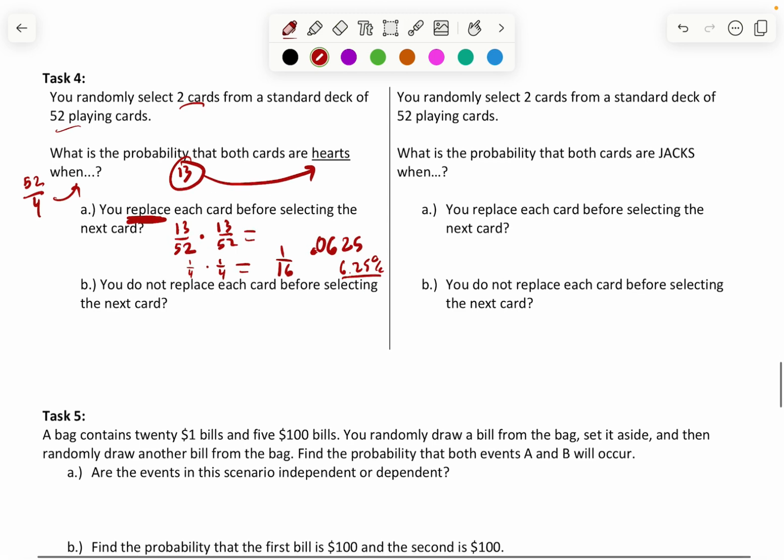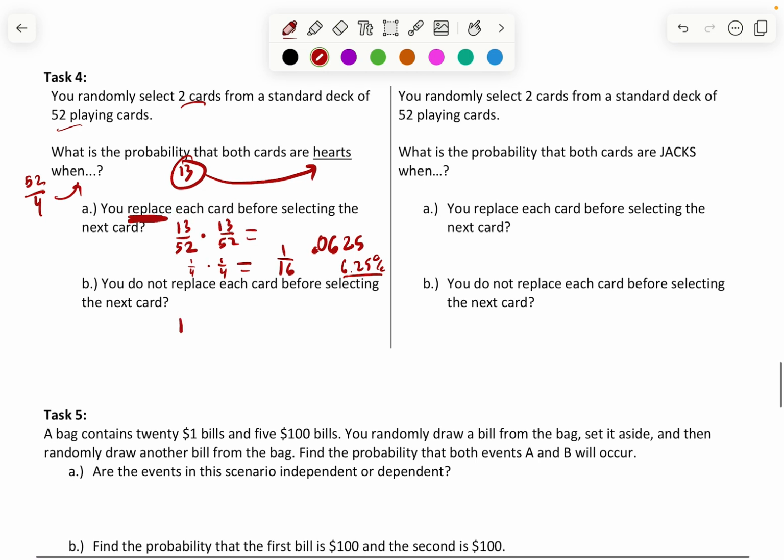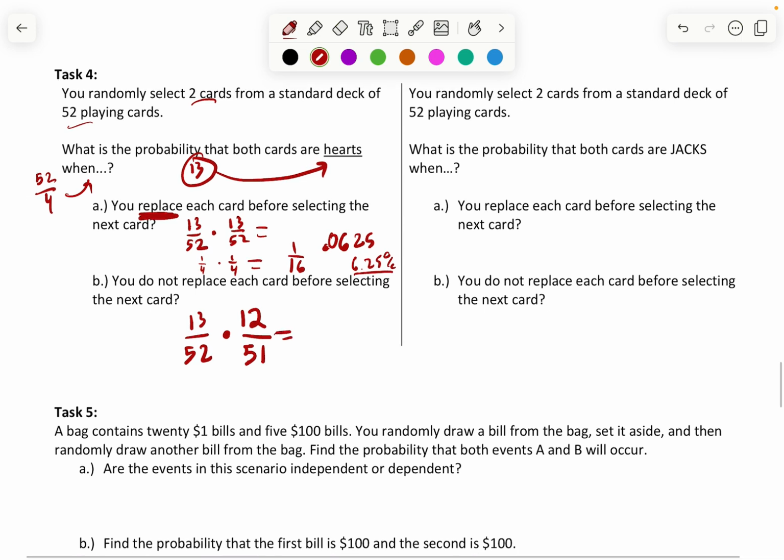And then what if we didn't replace it? What if I didn't put it back? Well, we said 13 out of 52, 13 out of 52, right? Obviously the first one's still going to be 13 out of 52 for the heart pull. But if I took a heart out, just similar to the sock problem, I only have 12 left, and I took a card out, so I have 1 less card. And now I have to multiply these out. Same thing as before, I could say this is 1/4 and 12 over 51.